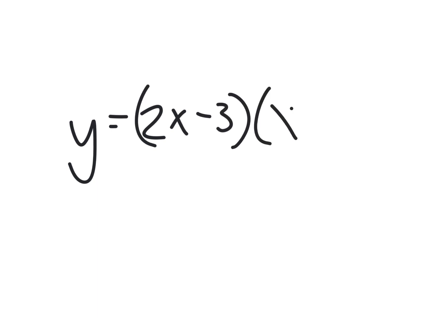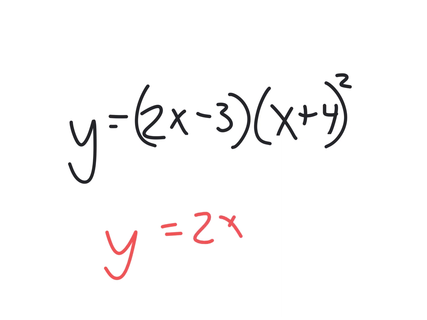All right, here's another one. y equals 2x minus 3, x plus 4, but it's squared. The lead term is what it's all about. In this case, what's the lead term? Don't say 2x. Don't say 2x squared. What is it? Say it. 2x cubed is correct.